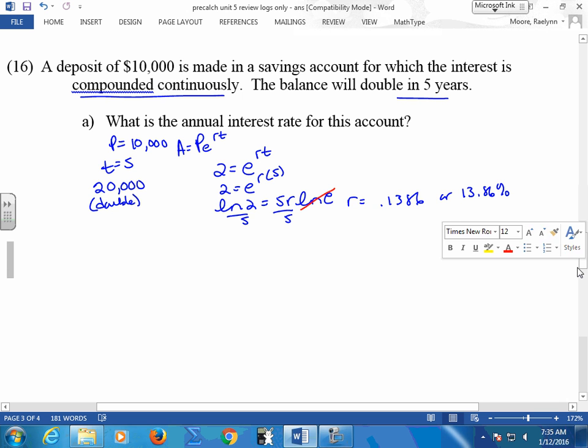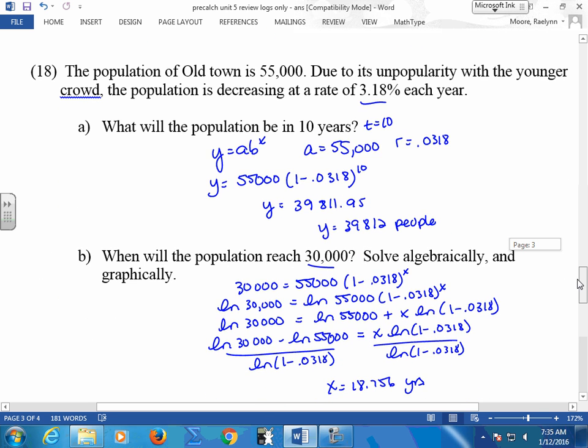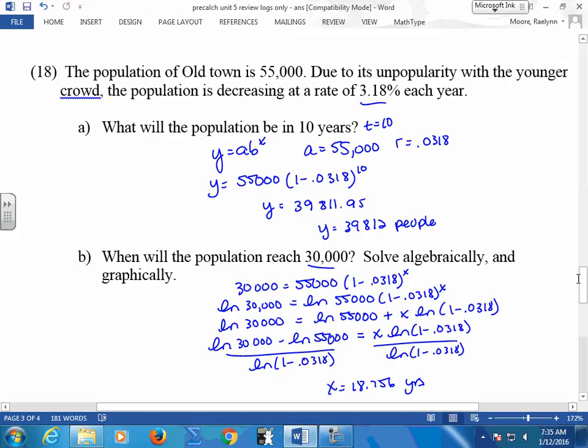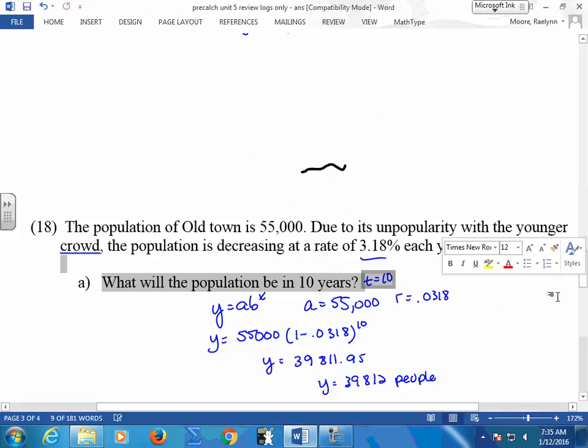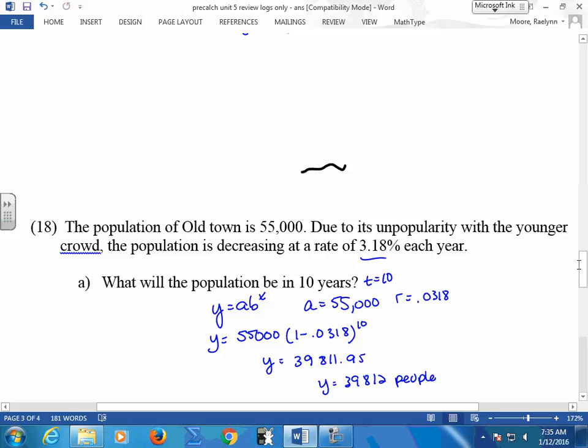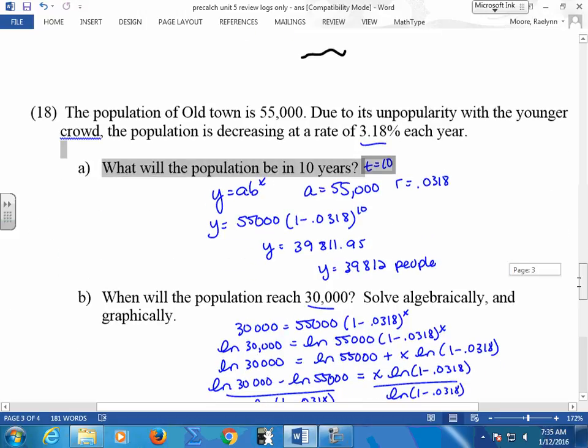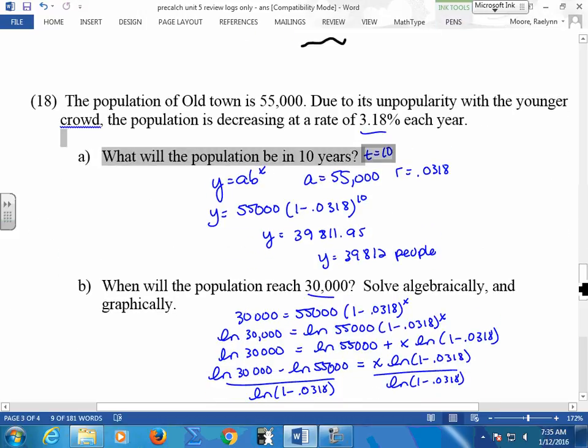And then here's a population. Populations are popular here. I like the population ones because it forces us to do this part, this right here, the 1 minus r. If we're increasing, we're 1 plus r. It still works off of this.